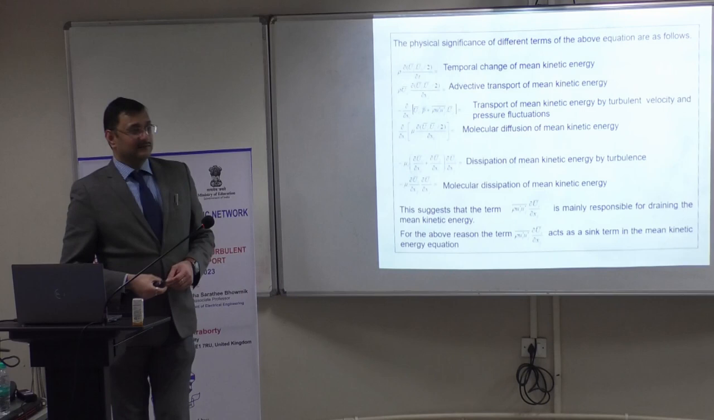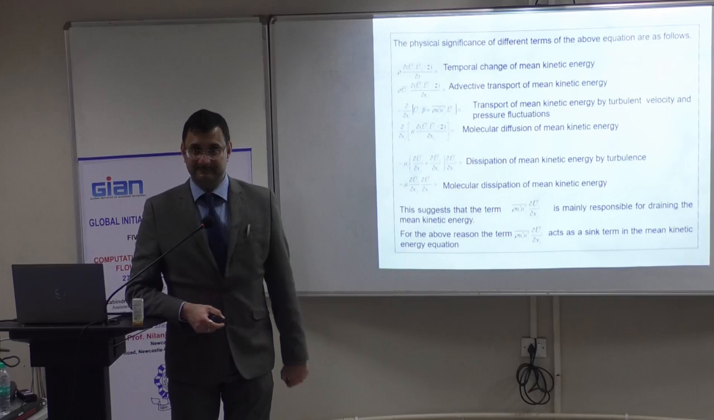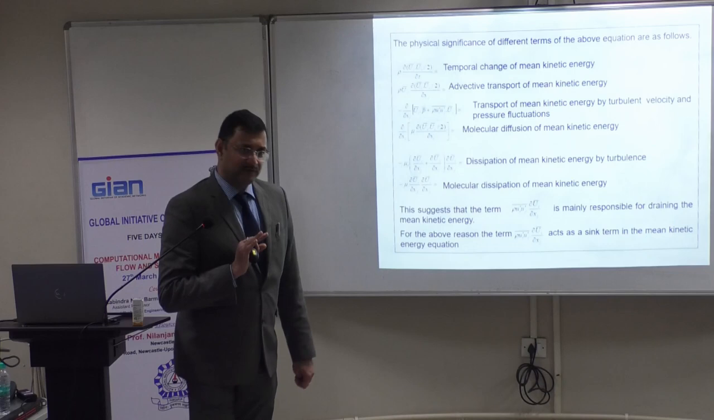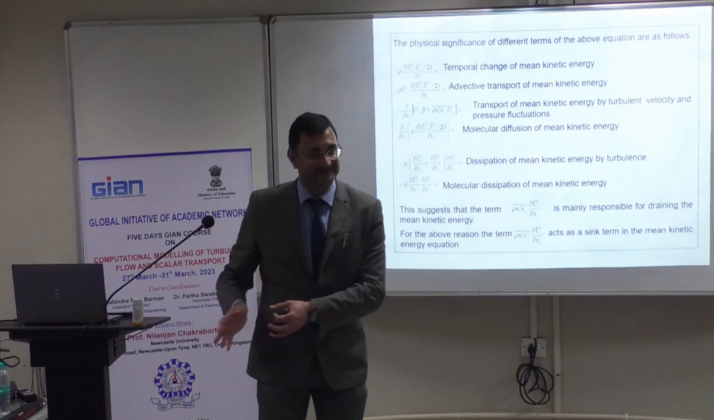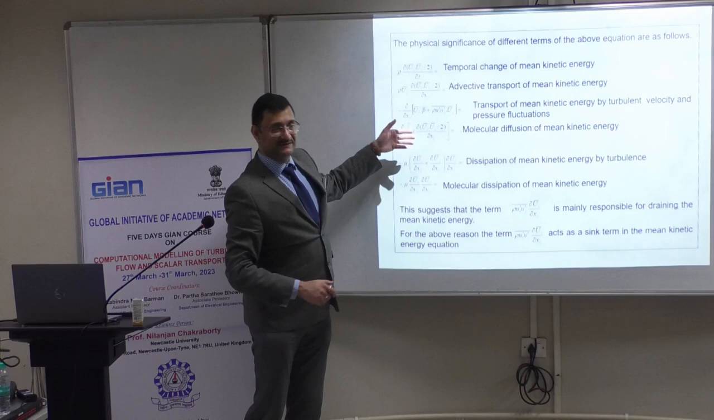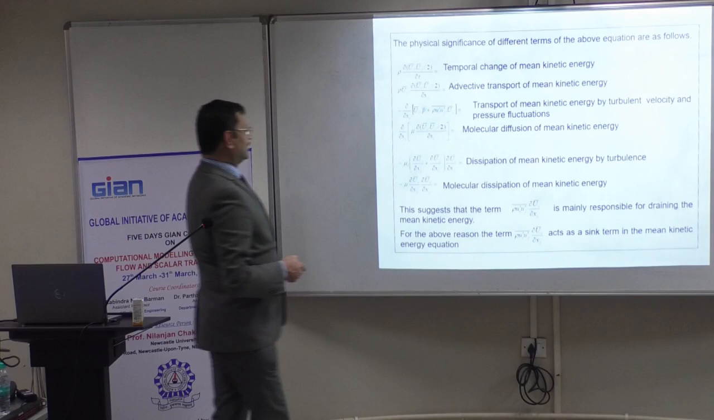Physical significance for all of those: this is the temporal change of mean kinetic energy. This one is the advective part, which I mentioned last time. This one, transport of mean kinetic energy by turbulent velocity and pressure fluctuations. Please understand, when I'm talking about transport, they don't generate, they don't destroy, they just redistribute. If I bring something, a paper, and keep it there, I'm not generating or destroying work. Basically, taking something from one place and putting it in some other place. That's what it does. This is the molecular diffusion part, or viscous diffusion part, originating because of this process. This is dissipation of mean kinetic energy by turbulence. And this is the molecular dissipation of kinetic energy.